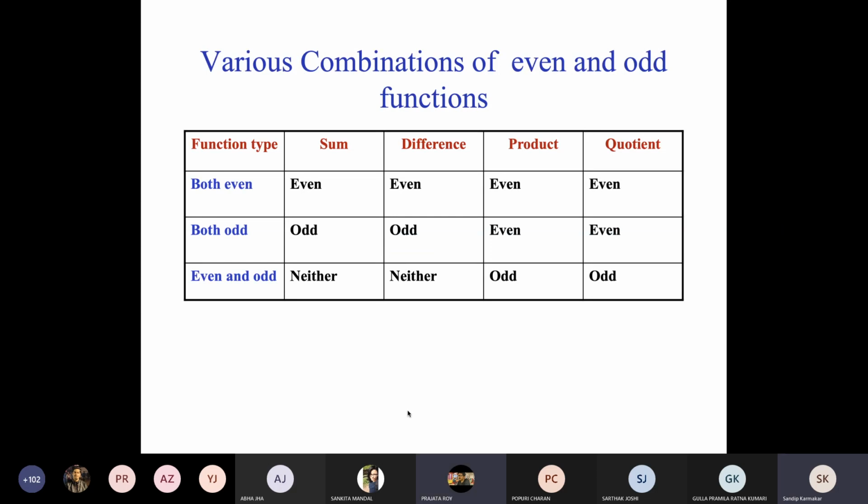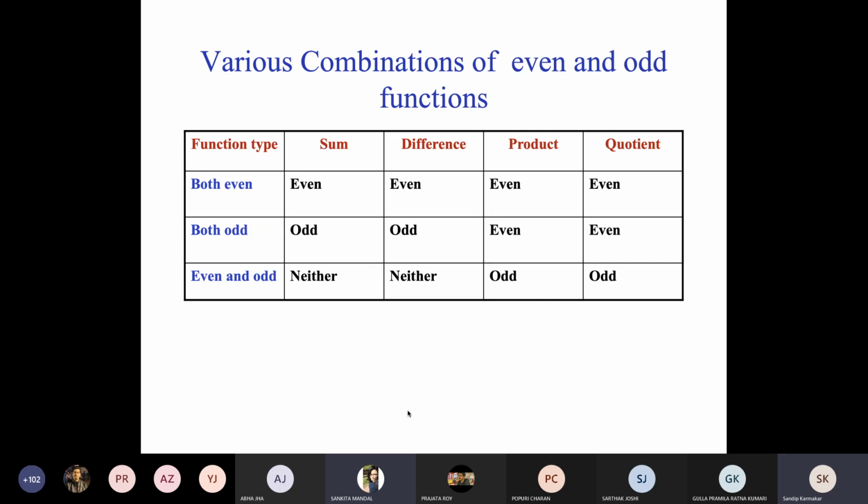So various combinations of odd and even functions. If the functions are both even, what will be the sum, even or odd? Even function. The difference? Difference should also be even, sir. Product? Even. Definitely even. Quotient? It will also be even, sir.